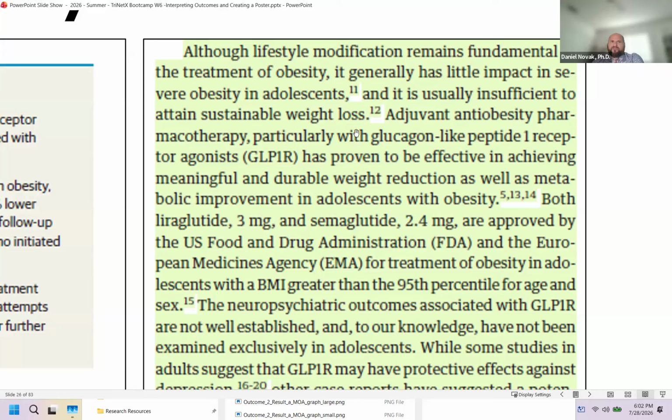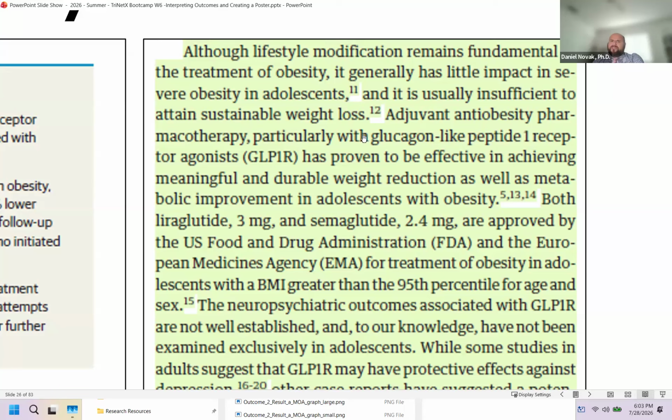Adjuvant anti-obesity pharmacotherapy, particularly with glucagon-like peptide 1 receptor agonist, GLP-1R, has proven to be effective in achieving meaningful and durable weight reduction as well as metabolic improvement in adolescents with obesity. 5, 13, 14. You can see they're using multiple sources to support this claim here. And that's something that you can do as well, right?